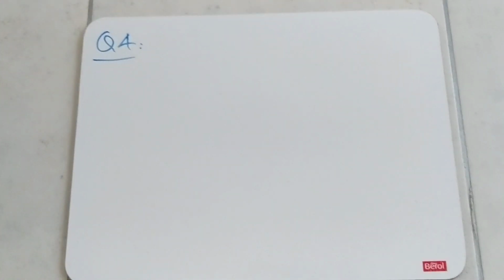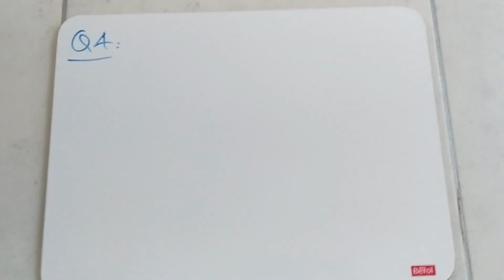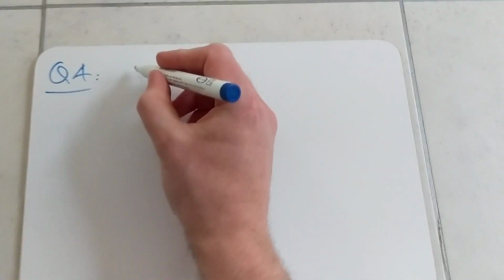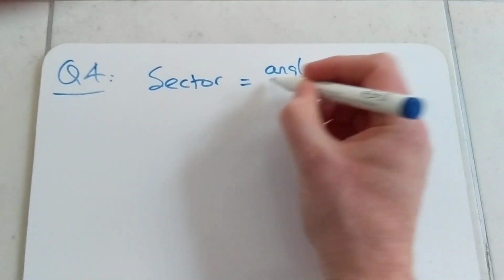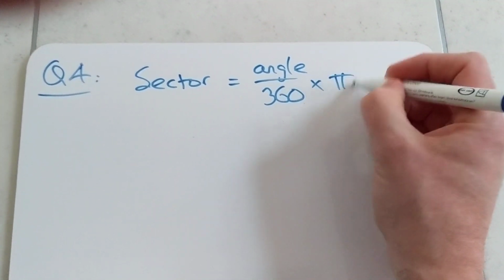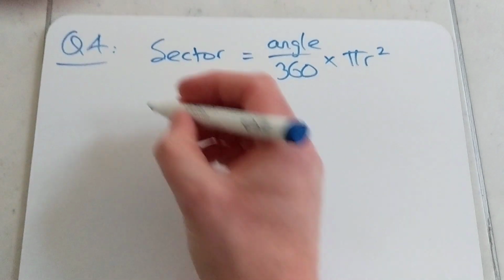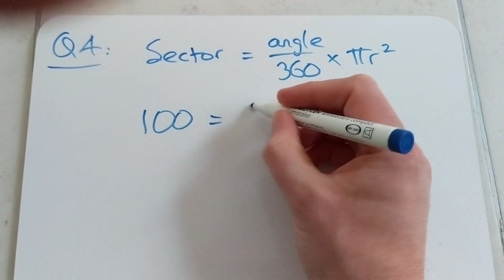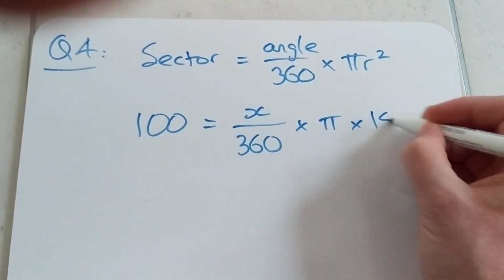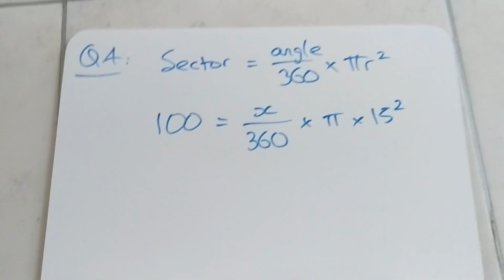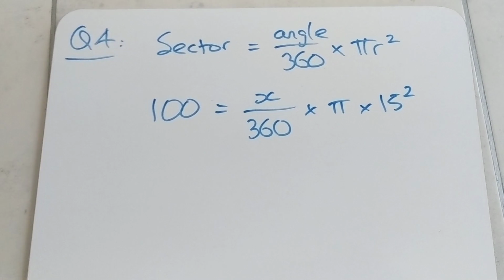Right, that's question 3. Question 4 was well done. It was a sector area question. It told you the area of the sector was 100 centimetres squared, and you had to work out the angle. You would start with your formula: sector area is the angle over 360 times pi r squared. You know the sector area is 100 because it tells you. The angle is just called x, and we need to work that out. The radius on the diagram is 15. That should be your first line of work to get you your first mark.